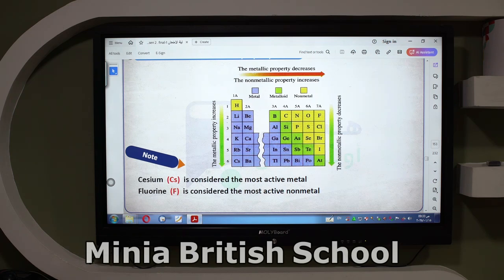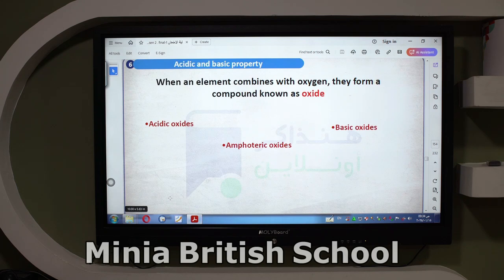Metallic property decreases across the period and non-metallic increases, as we said, and metallic property increases down the group in the periodic table. So cesium is considered the most active metal, and fluorine is considered the most active non-metal.